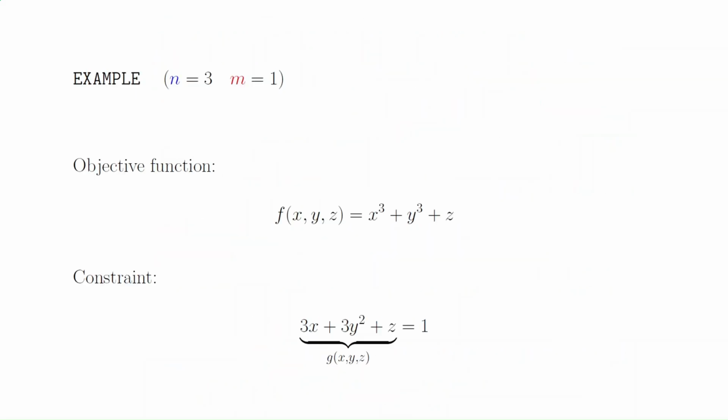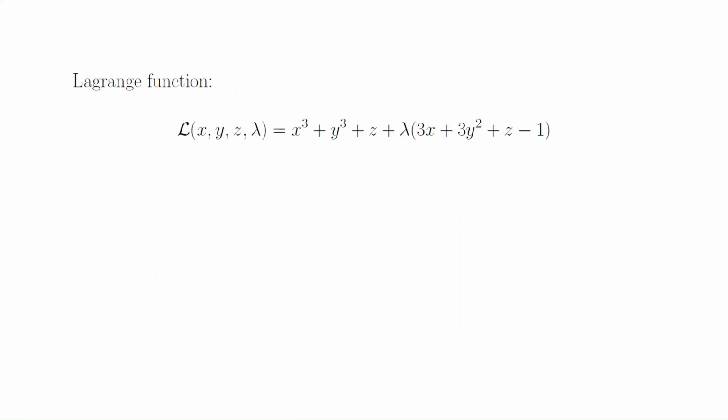Now, let's walk through a complete example. In this case, we have an objective function f of x, y, z equal to x cubed plus y cubed plus z. And we have one constraint, which is that 3x plus 3y squared plus z, this is our function g, is equal to 1. So 3 variables means n equal to 3, and one constraint means m equal to 1.